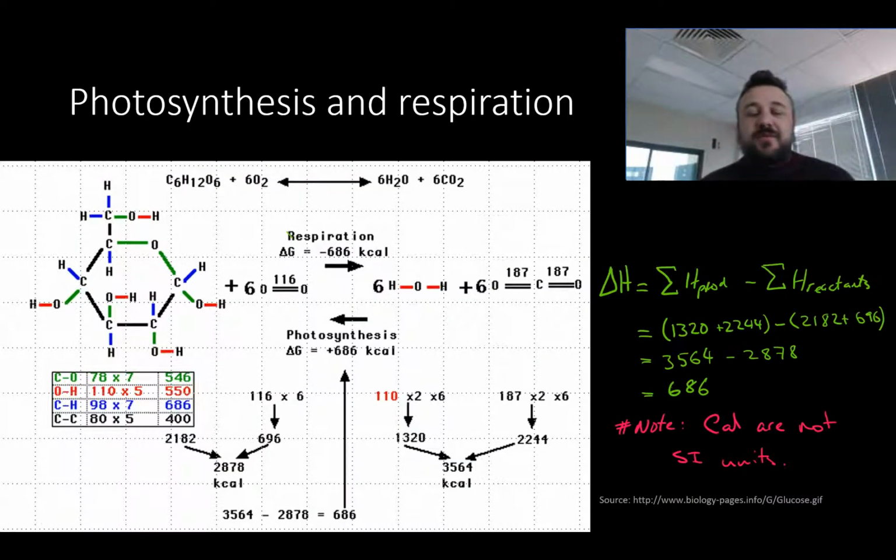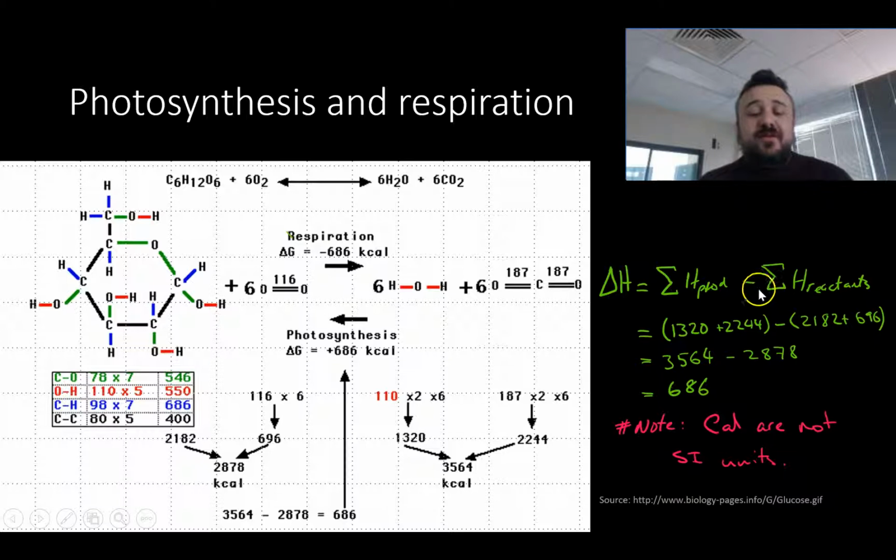So photosynthesis and respiration, let's have a look at this. So here's our photosynthesis. In fact, this is respiration. Photosynthesis goes this way. We're using kilocalories here instead of kilojoules. It doesn't matter. We can see the same. So here, if we go this way, we see that delta H increases. Okay. In photosynthesis, there is more energy stored in the products than there are in the reactants.